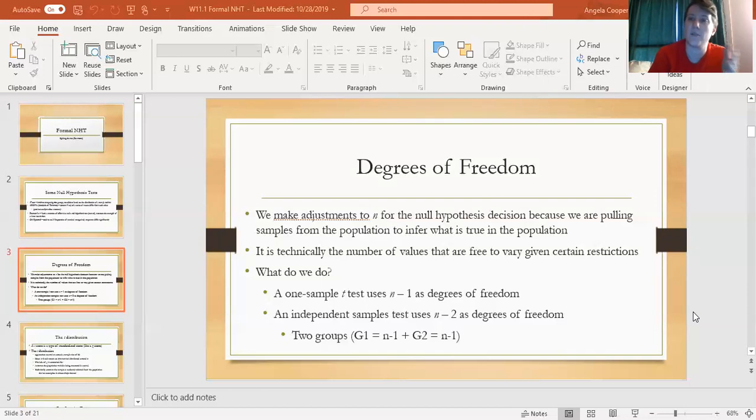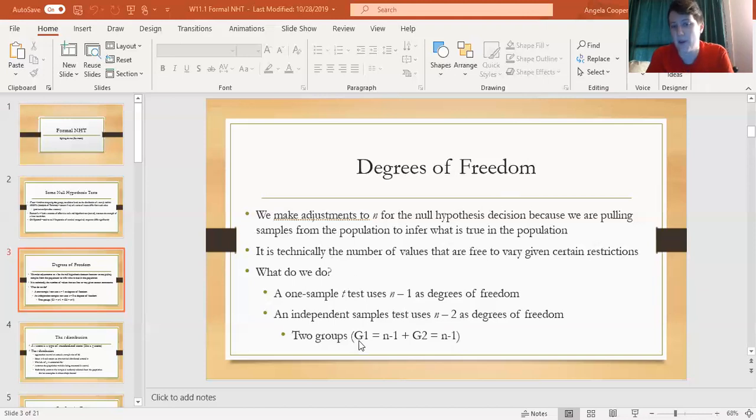To calculate the degrees of freedom, you take the total number of people in your sample. So you got 30 men, 30 women, that would be 60, minus 2, since you have men and women, 2 groups. So your degrees of freedom for an independent samples t-test, where you're having 30 and 30 in each group, would be 58, 60 minus 2.